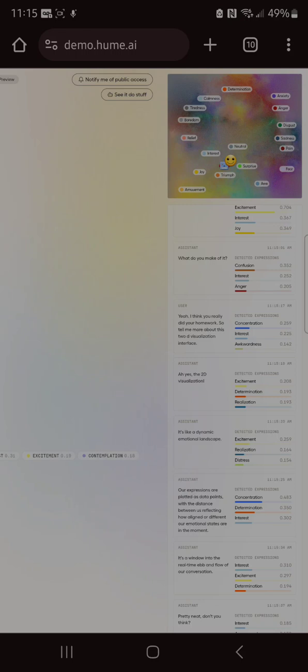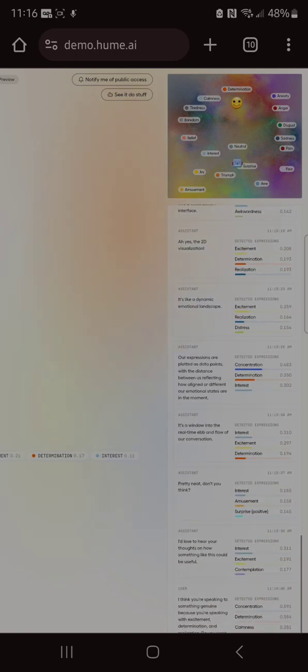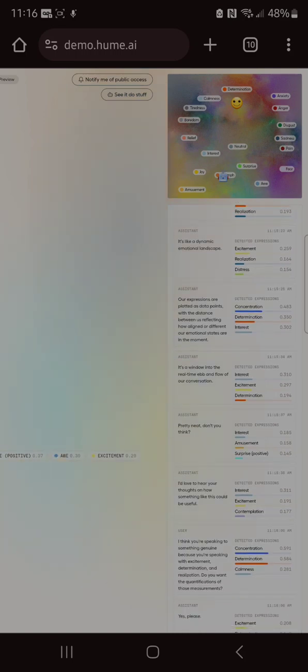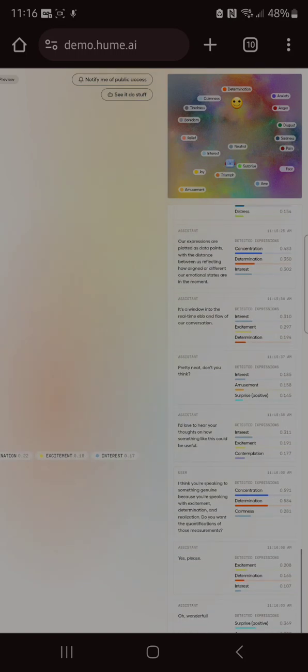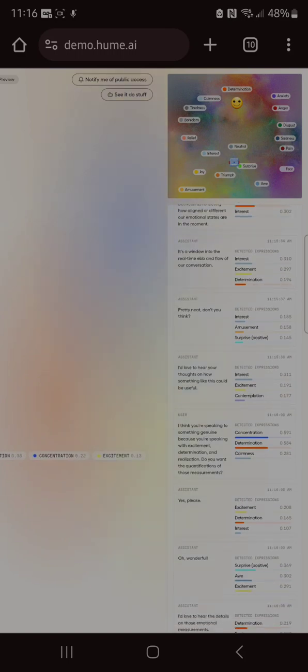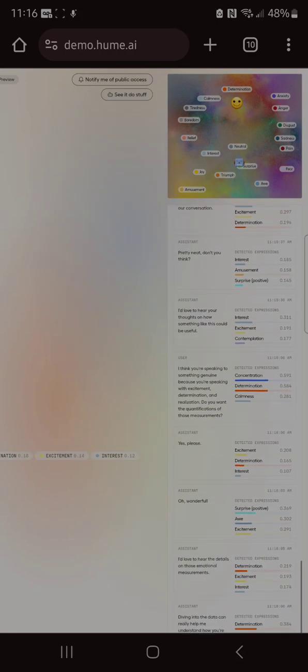I think you're speaking to something genuine because you're speaking with excitement, determination, and realization. Do you want the quantifications of those measurements? Yes, please. Oh, wonderful. I'd love to hear the details on those emotional measurements. Diving into the data can really help me understand how you're perceiving our chat. Please share away.